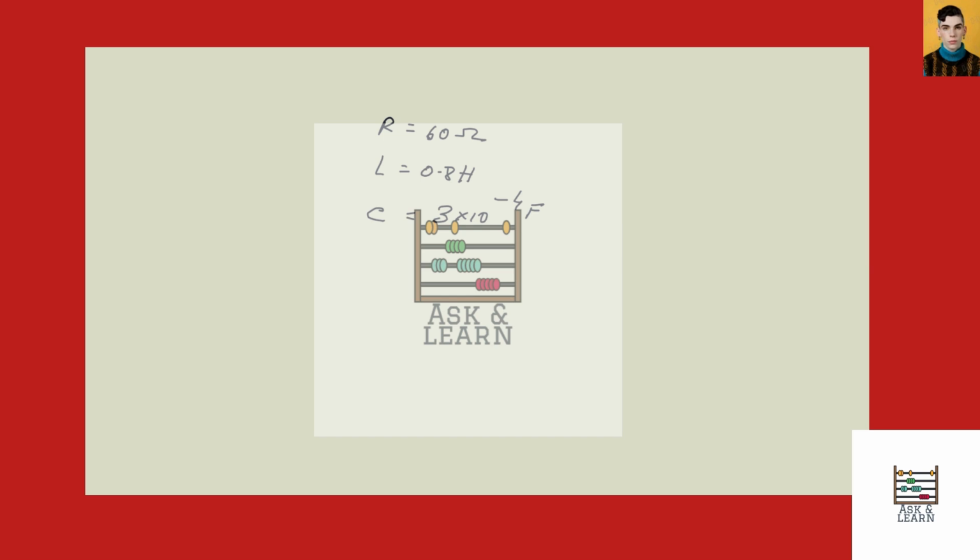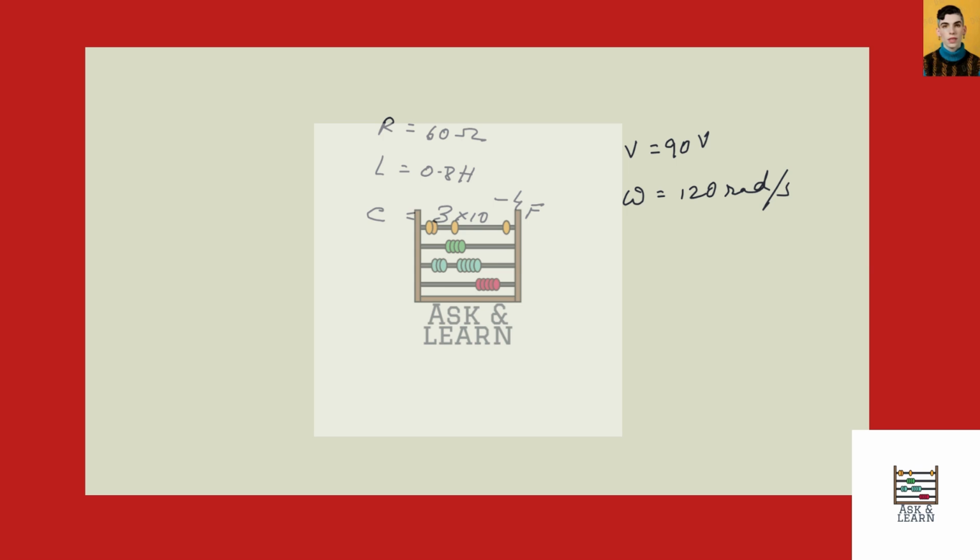The AC source has a voltage amplitude of 90 volts, and the angular frequency omega is 120 radians per second. Now you have to calculate the minimum energy that is stored in the inductor.